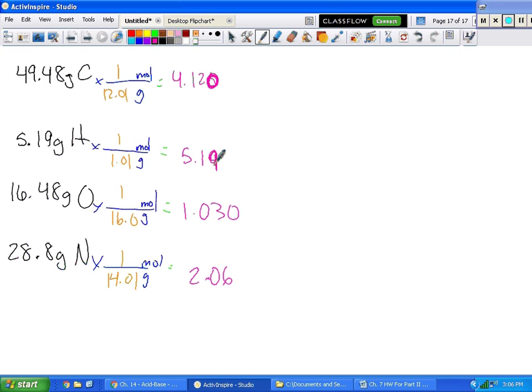All right. Now we've got our number of moles. What's your next step? Divide by the smallest. Either way, it's not going to make a difference, because you're only off by 5 hundredths. You see what I'm saying? Now, of the 4, who's the smallest? All right, oxygen, so 1.030. When you divide these out, here's the numbers you get. You get 4, you get 5, you get 1, and you get 2.